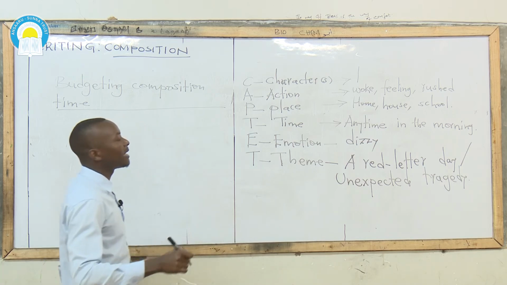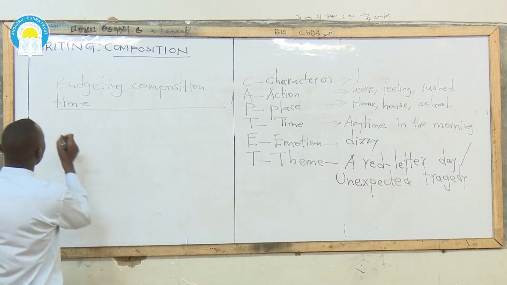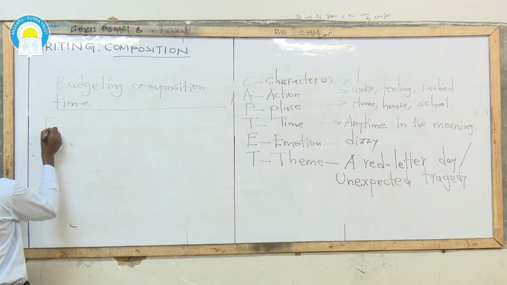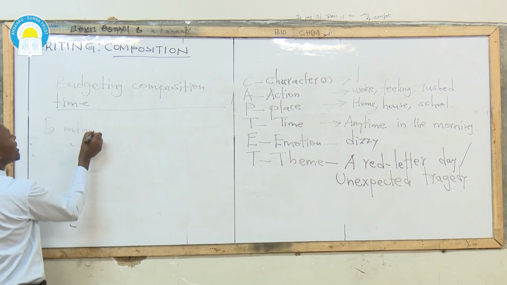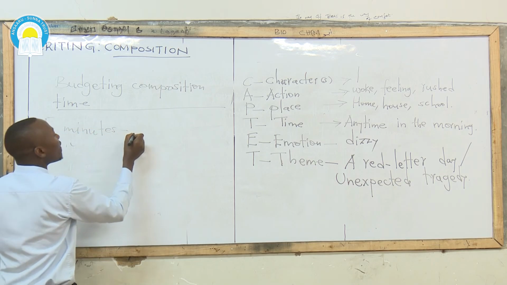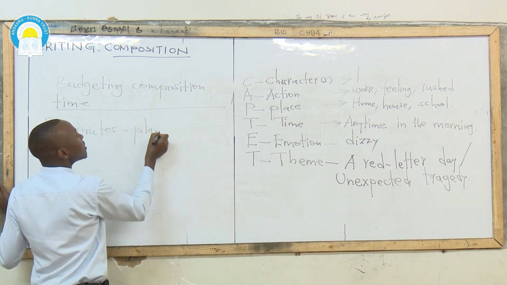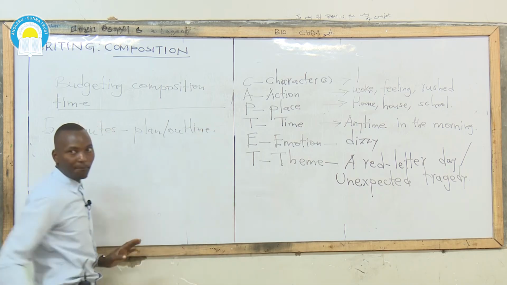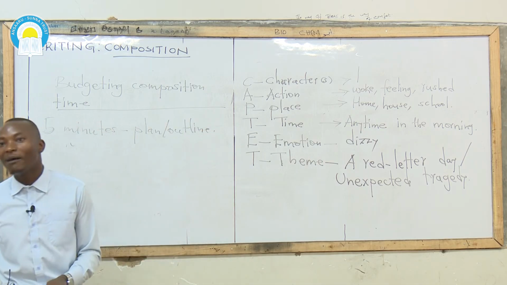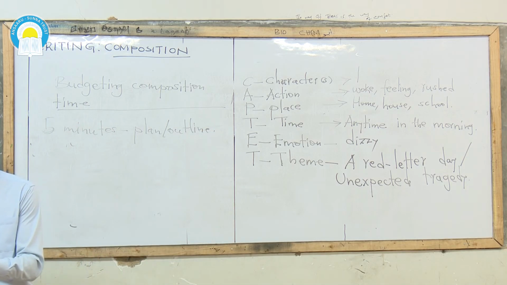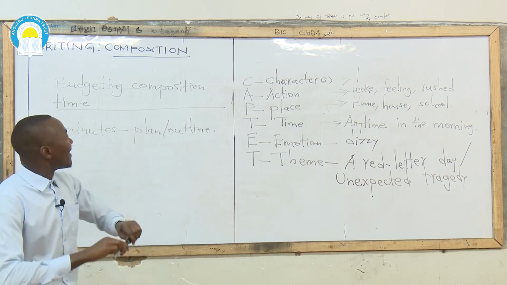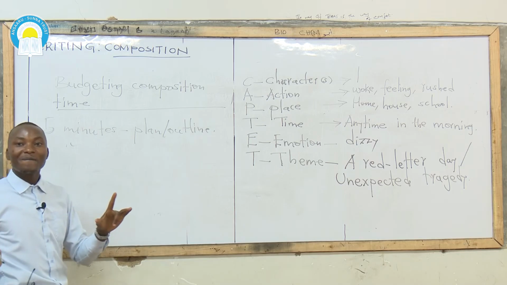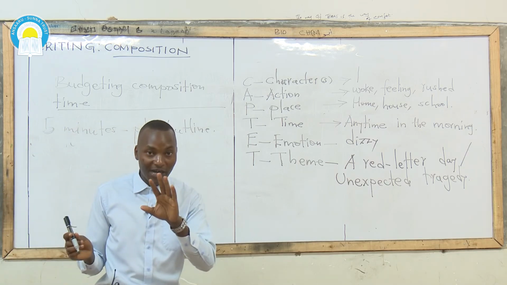Take the first 5 minutes to plan your work. The first 5 minutes is for writing the plan or outline of the composition. Yes? Okay. How many minutes are left? I hope you know. We still have 35 minutes.